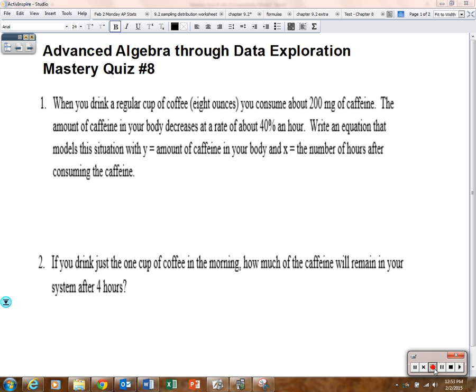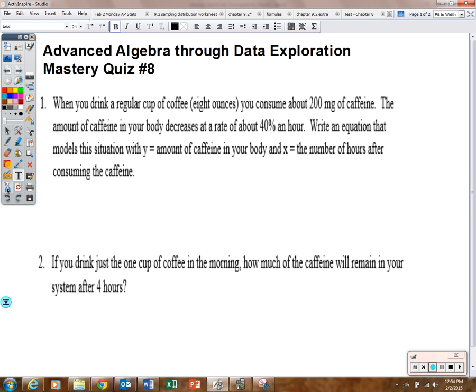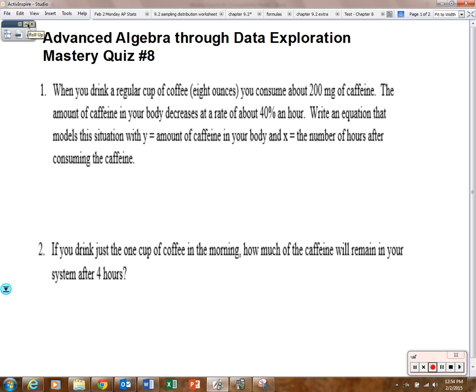Advanced Algebra through Data Exploration, Mastery Quiz number 8. Number 1, when you drink a regular cup of coffee, 8 ounces, you consume about 200 milligrams of caffeine. That's some pretty potent coffee. The amount of caffeine in your body decreases at a rate of 40% an hour. Write an equation that models this situation. Y equals the amount of caffeine in your body, and X equals the number of hours after consuming the caffeine.